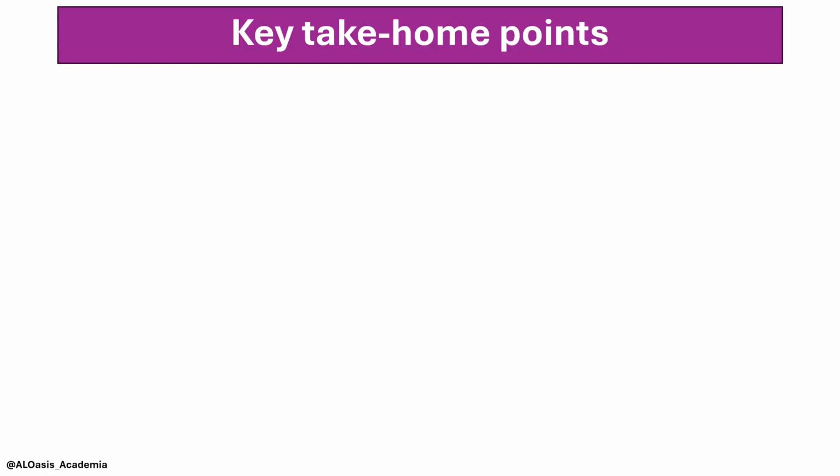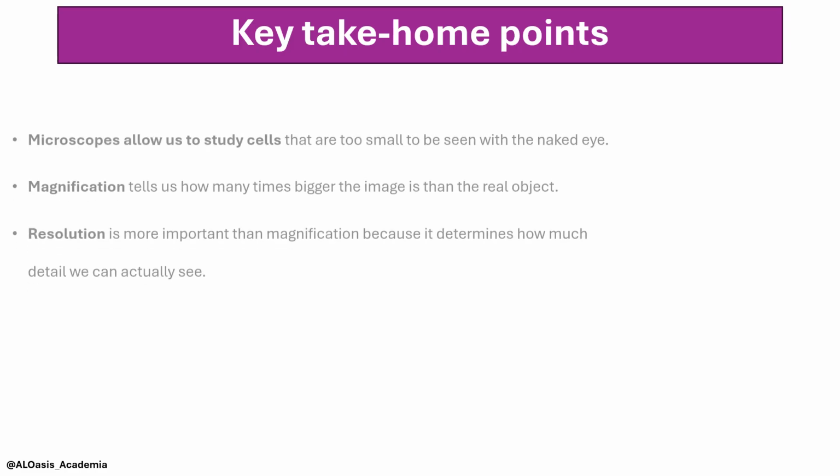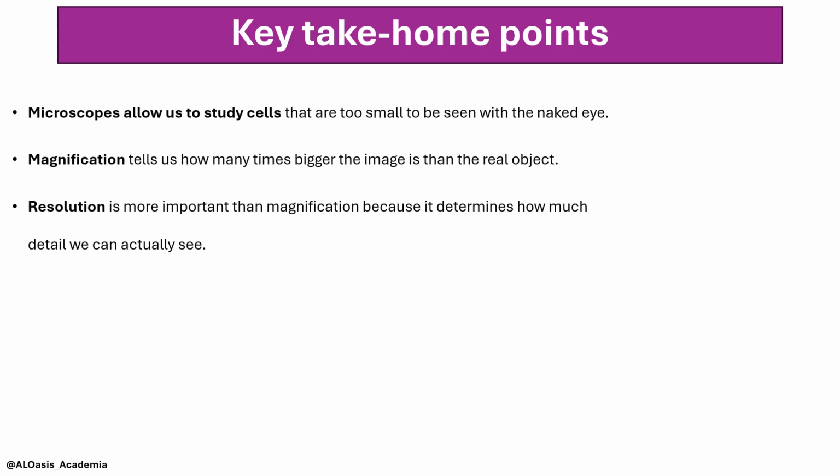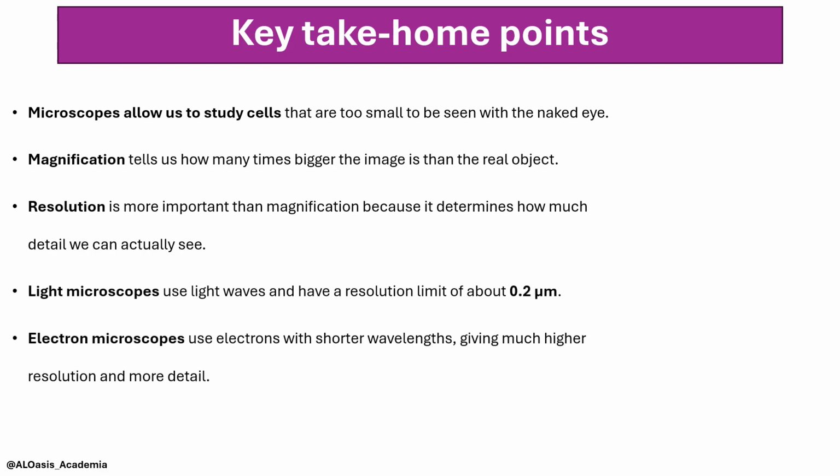So the key take-home points. Microscopes allow us to study cells that are too small to be seen. Magnification tells us how much bigger something is than the real object. Resolution is more important than magnification because it allows us to determine the details of the image. The light microscope has a resolution limit of 0.2 micrometers. Electron microscopes use shorter wavelengths, therefore they have higher resolution and more details in the image.